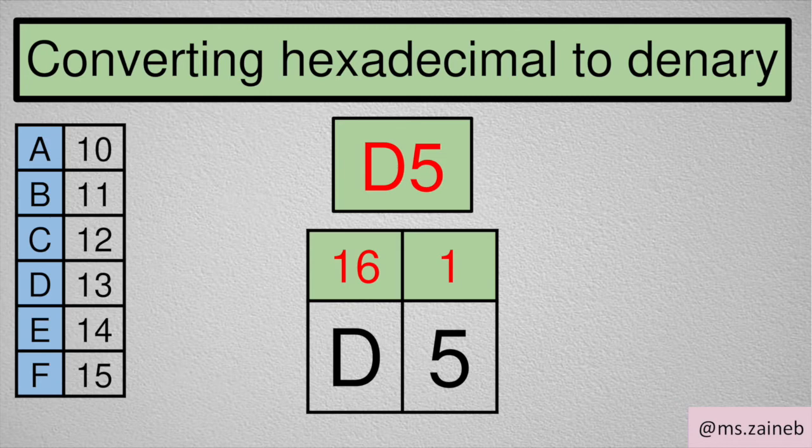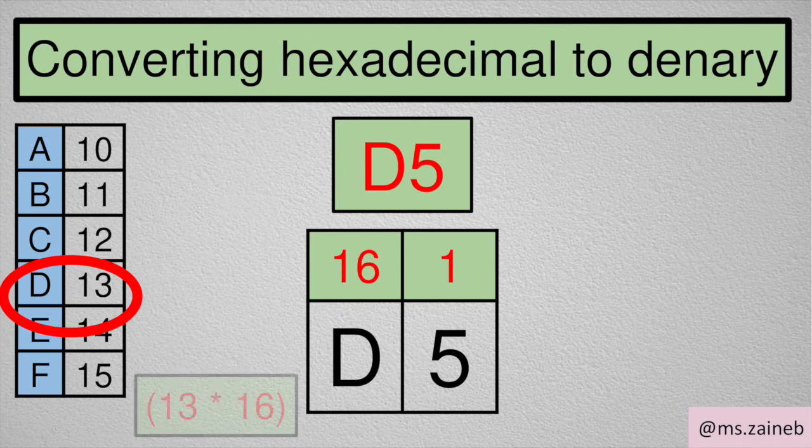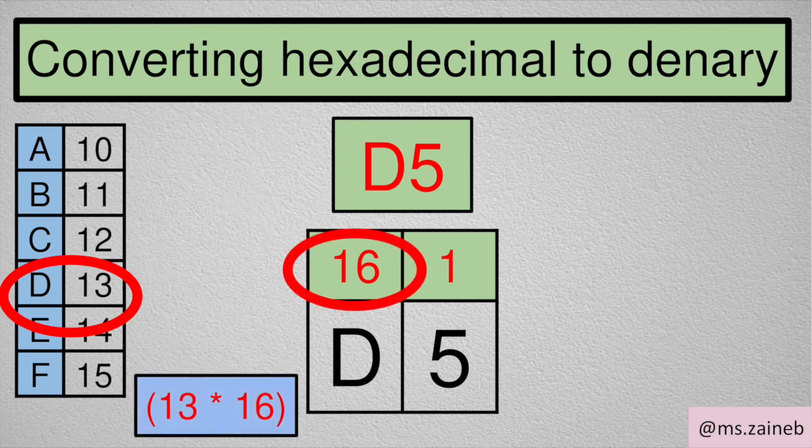And the first thing I'm going to do is work out what D would mean in a normal number. So if you look on the left, I've put a red circle around it. We know that D means 13. Okay, so then what I'd need to do is multiply 13 by 16. And I would multiply it by 16 because it's underneath the position of 16.